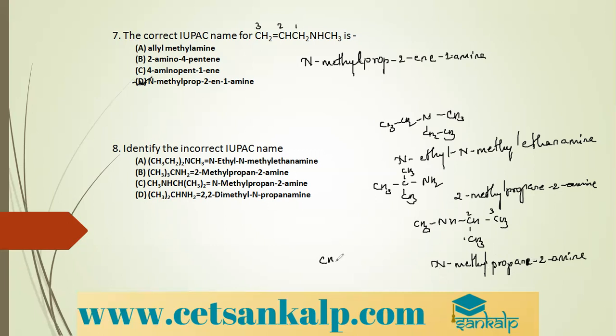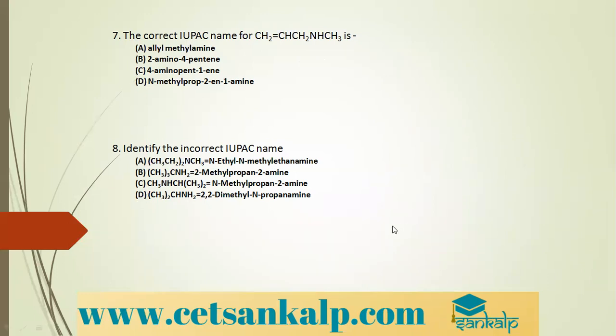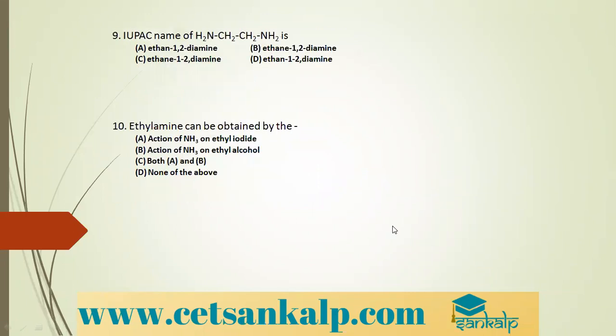Last option: CH3, CH, CH3, and then we have NH2. So this is the compound, 1, 2, 3. The name is prop, single bonds, ane, 2-amine: propane-2-amine. But they have given 2,2-dimethyl N propanamine. No, that is wrong. The correct name is propane-2-amine. Simple name, but here they have given it wrong, so this is the incorrect nomenclature. So always remember how to do the nomenclature. Yes, so some questions on nomenclature.